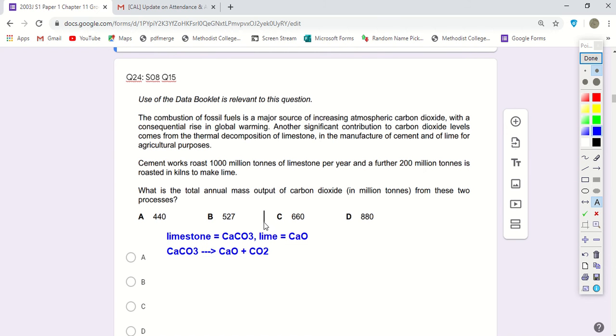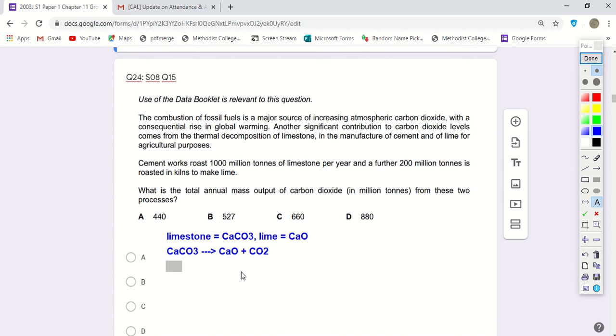Now, how do I remember? Because see, limestone is longer, so the formula also longer. Lime is shorter, so formula also shorter. Then you see when you roast calcium carbonate, you will get calcium oxide and carbon dioxide. Now the harder part here is they use a unit that you are not familiar with, million tons. So let's try to calculate now.